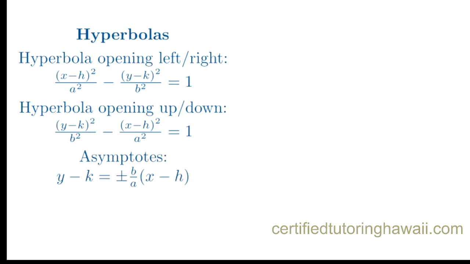A great way to visualize this is with the asymptote rectangle. You can draw a box centered at (h, k) with sides of length 2a and 2b. The asymptotes pass through the center and the corners of this box. The hyperbola then approaches these lines. Visualizing the asymptote rectangle, formed by drawing lines x equals h plus or minus a and y equals k plus or minus b, helps you sketch the asymptotes.